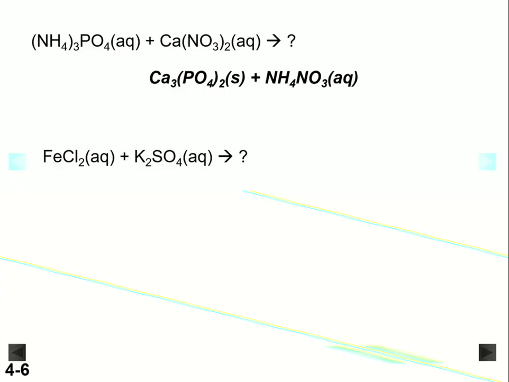Now, considering the possibilities, we have potassium with chlorine, that's potassium chloride, and that's a soluble salt. If we take the iron 2 with the sulfate ion, we see that that is also a soluble salt. So there's no reaction because we have all soluble species. There's no ionic compound that can precipitate out from this solution.